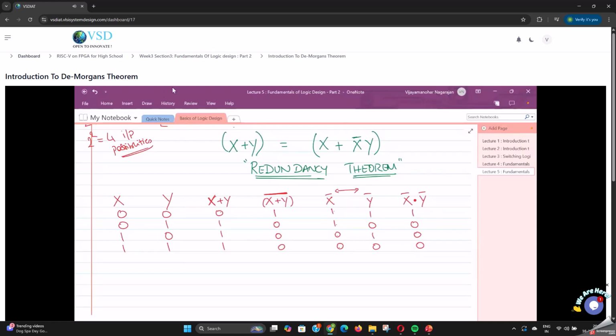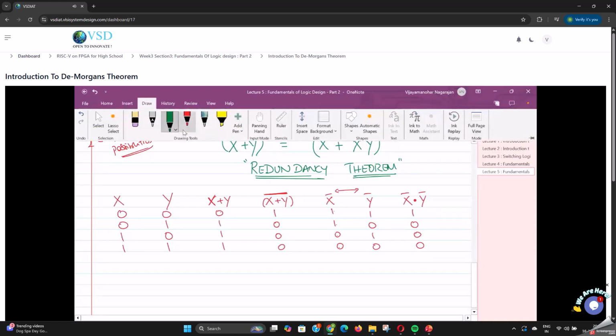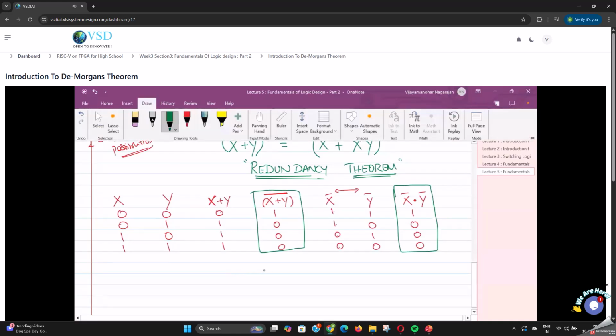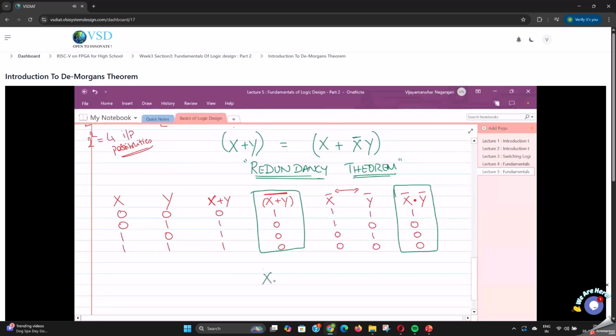Now look at this. This column and this column of the truth table are exactly the same for these input combinations. So based on this, I am going to write X plus Y the whole bar is X bar dot Y bar.